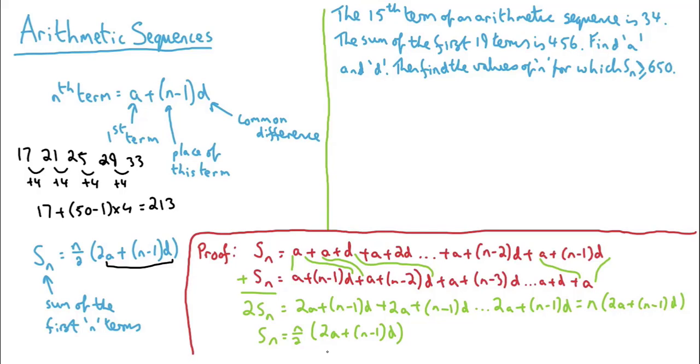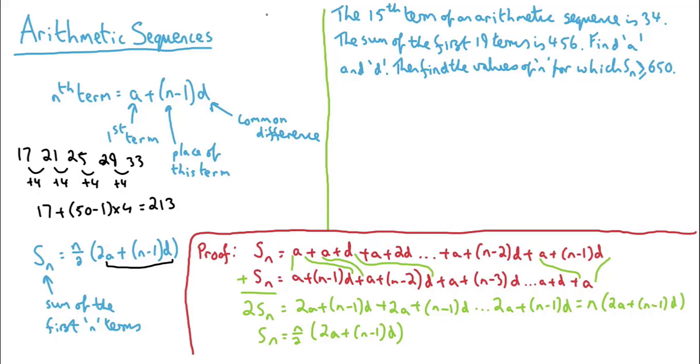With that then, let's actually get on to a question that involves plugging in some numbers somewhere. So up here, we're told that the 15th term of an arithmetic sequence is 34. The sum of the first 19 terms is 456. Find a and d, and then when you've done that, find the values of n for which the sum is greater than or equal to 650.